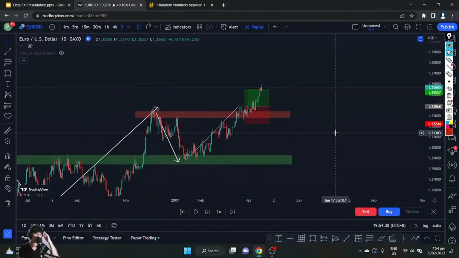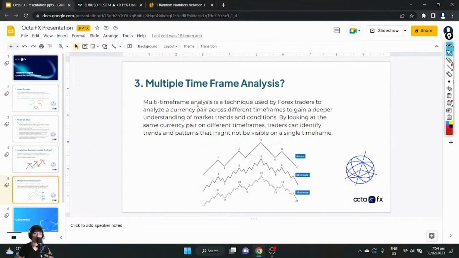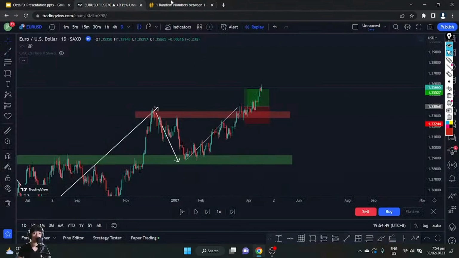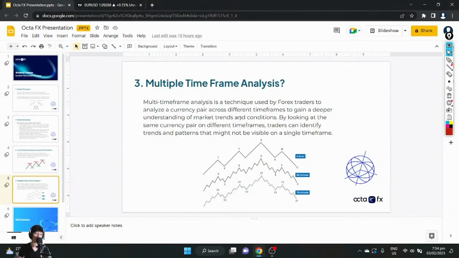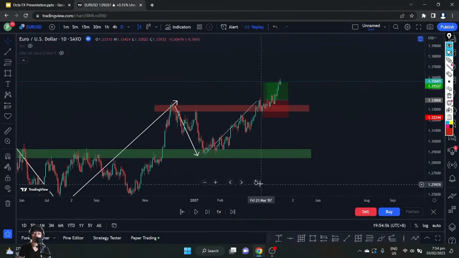All right. So do you have some question before we move on to our next point, which is the multi-time frame analysis? So here, as we can see, our next lesson is multi-time frame analysis. This is a bit advanced, so before moving on with that lesson, let me know if you have question.